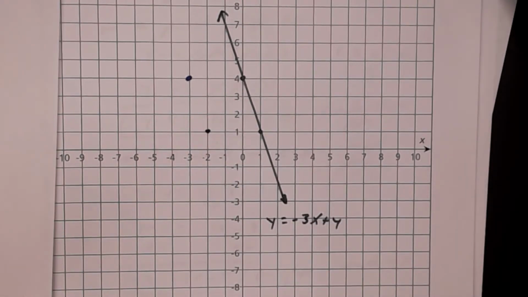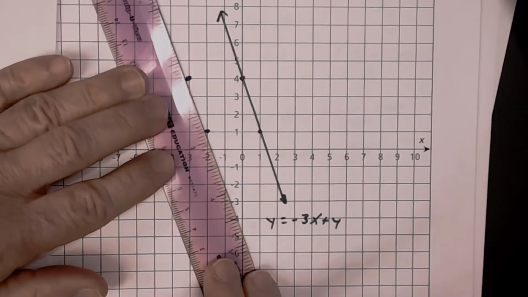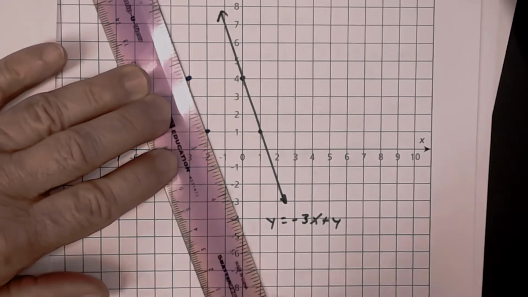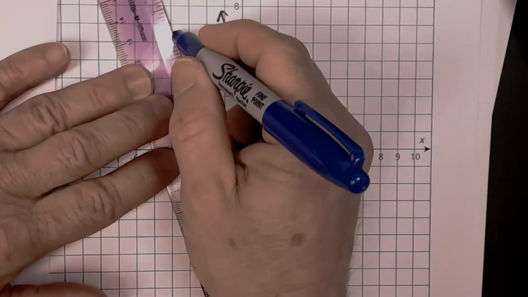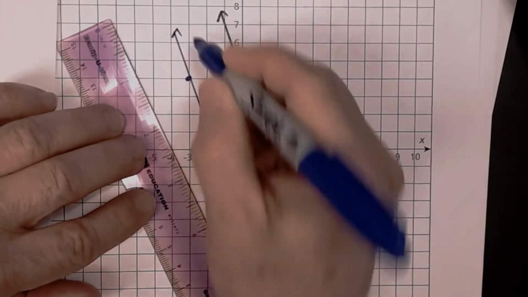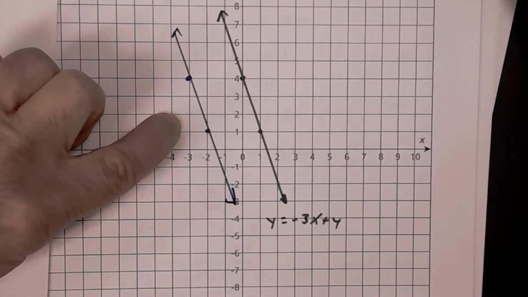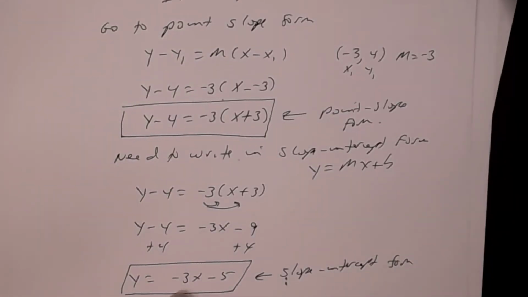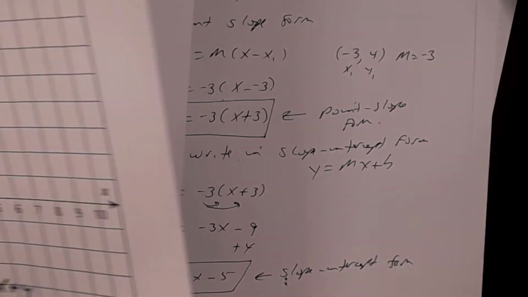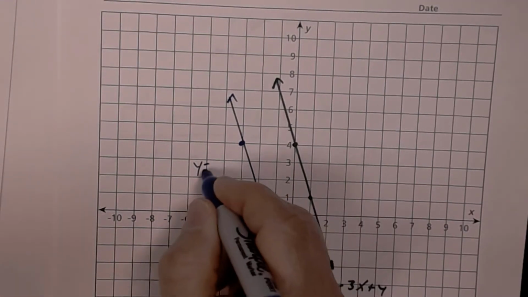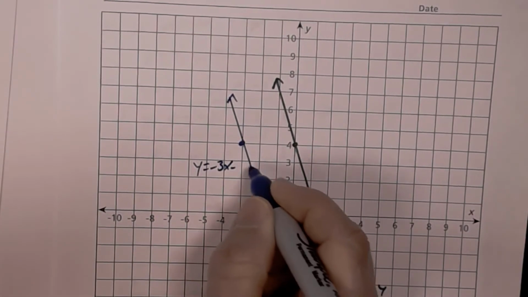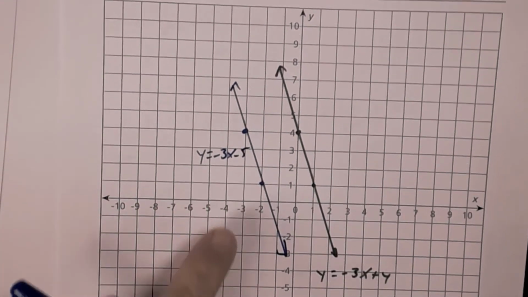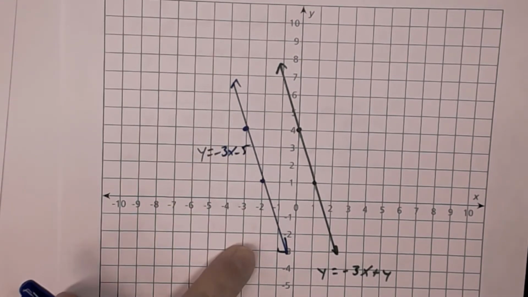And if I draw that line, like this, then that blue line is the one I'm interested in. Okay? So what we found here, if I go back to our equation, see this equation right here? Y equals negative 3x minus 5. That is the equation of that blue line. That's what we just found.